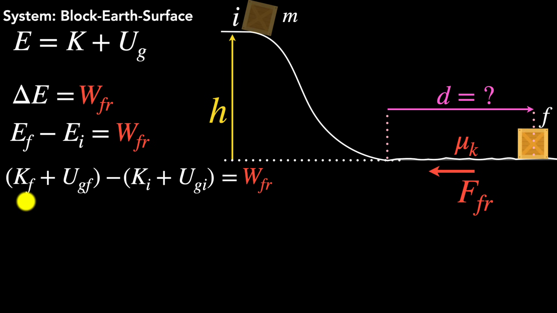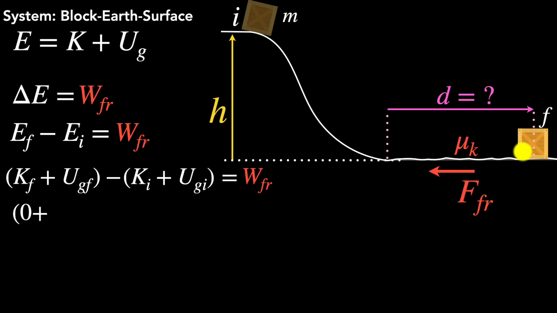All right, let's do this. So what's the final kinetic energy? Well, that's the kinetic energy at this point. At this point, the block has come to a stop. So the final kinetic energy of the block is zero. So our system's final kinetic energy is zero. What's the final gravitational potential energy of the system?